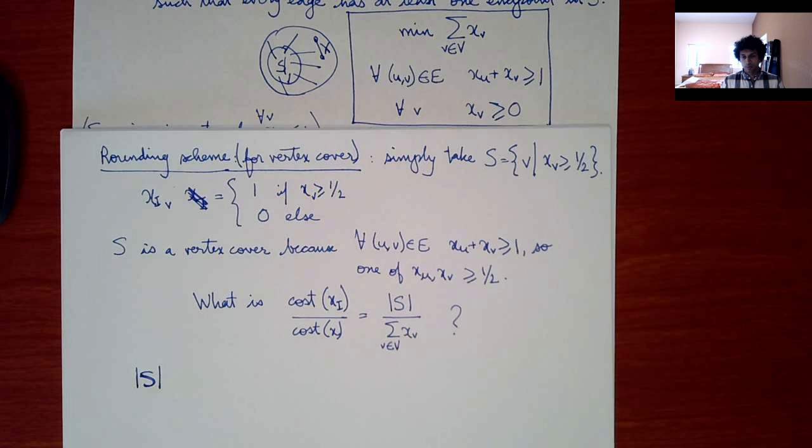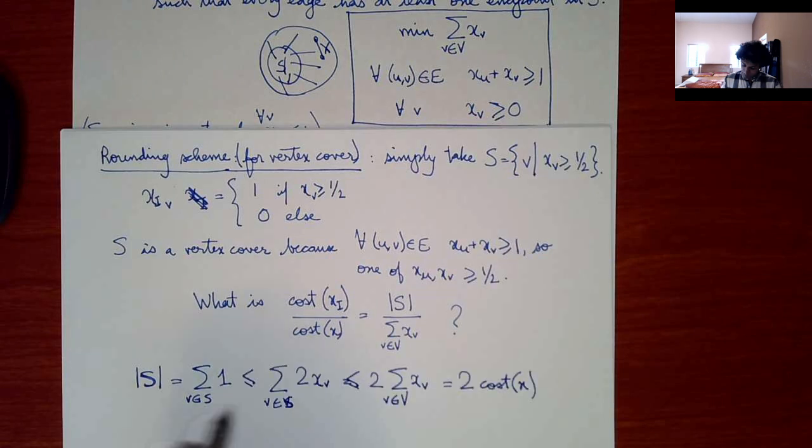So you're absolutely right, because you're bumping everything up by at most a factor of 2, right? So what is the size of S? I can write this as 1 for every vertex in S. And this, by the rounding scheme, is at most 2 times xv for all vertices in S. And this is at most 2 times the summation of xv for all vertices in V, which is 2 times the cost of x. Right? So this alpha factor that we got was 2. And this is a 2 approximation to vertex cover.